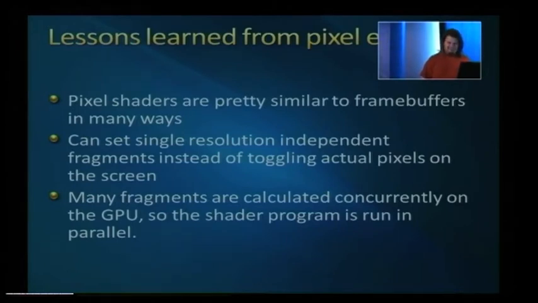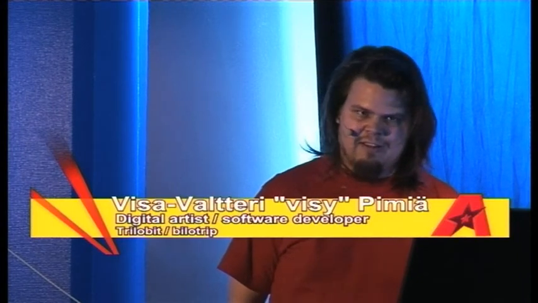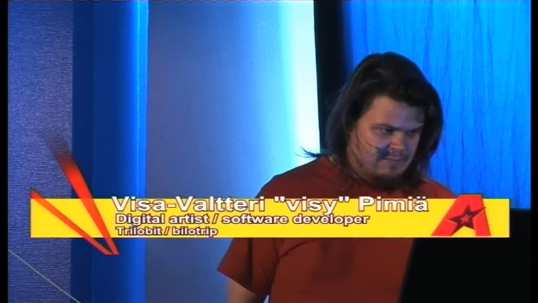The main difference between a fragment shader and a frame buffer is that many fragments are calculated concurrently, because the shader program is run in parallel on the GPU, so many fragments are being calculated at the same time, and I can't really control that. The GPU does it internally, and I'm just controlling, by fragment coordinates, what I want this fragment to be when I'm done with it.